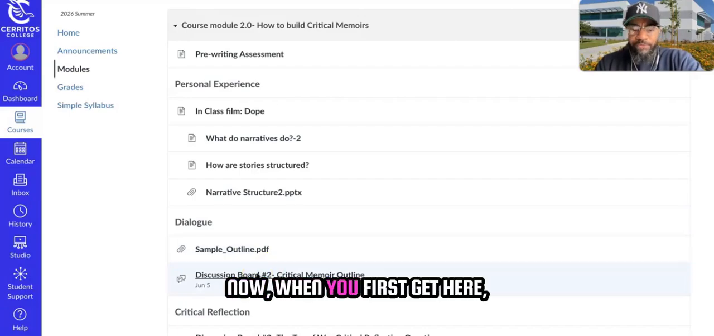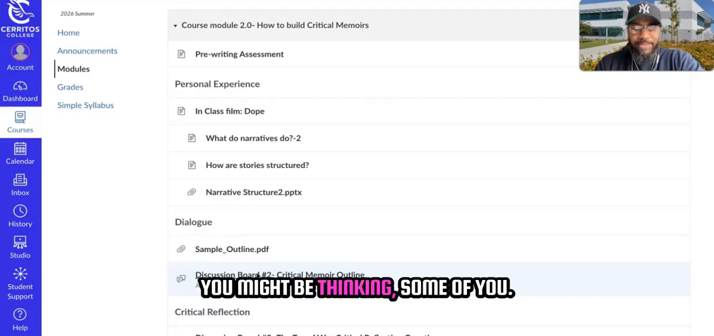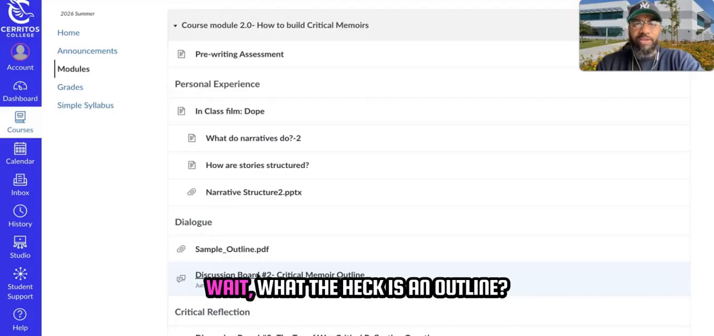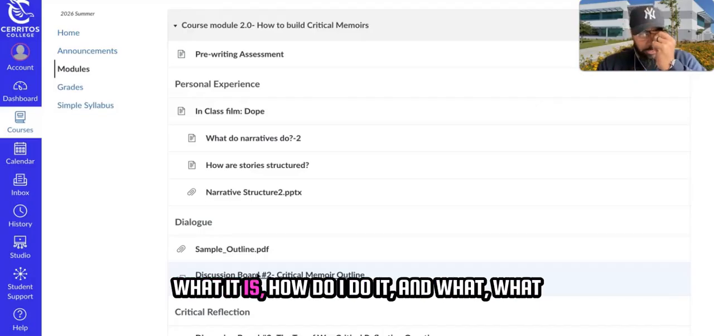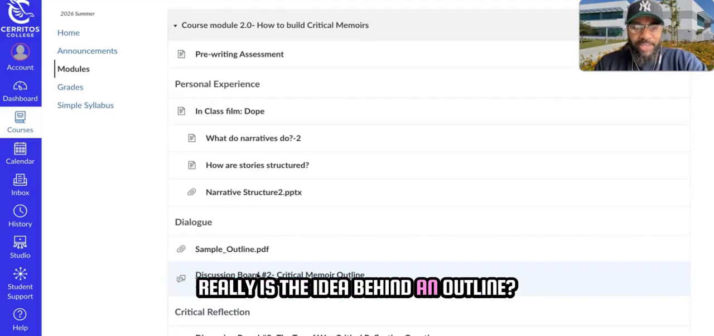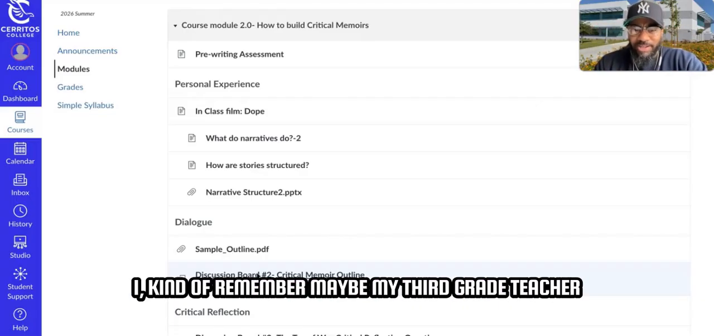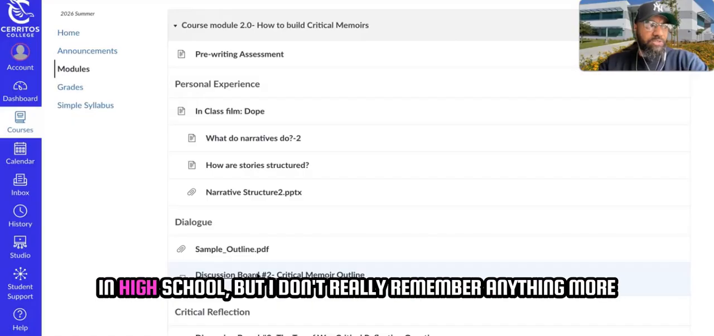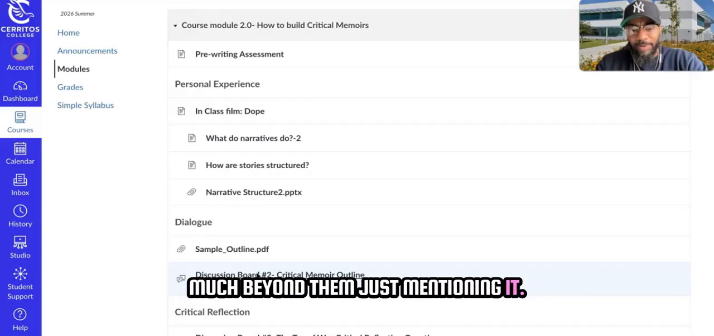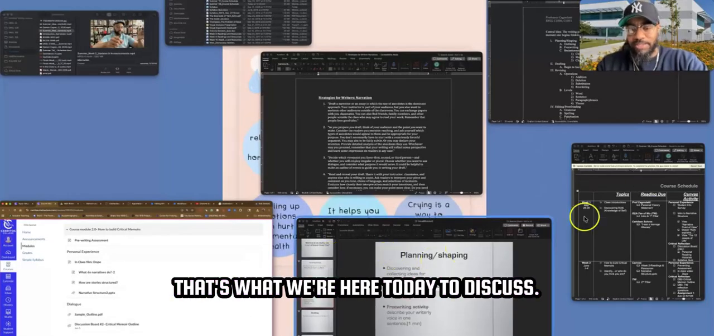Now, when you first get here, some of you might be thinking, wait, what the heck is an outline? I've heard of it before, but I don't really know exactly what it is. How do I do it? And what really is the idea behind an outline? I kind of remember maybe my 3rd grade teacher talking about it, maybe one of my instructors in high school, but I don't really remember anything beyond them just mentioning it. That's what we're here today to discuss, okay?